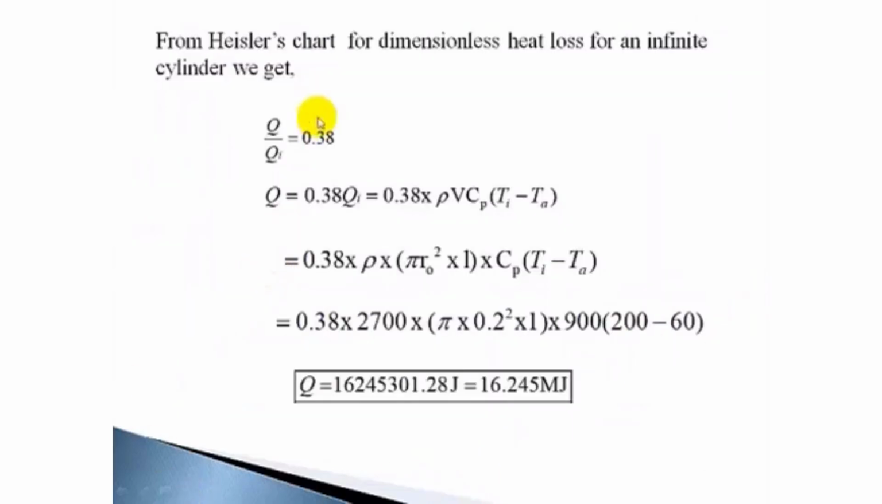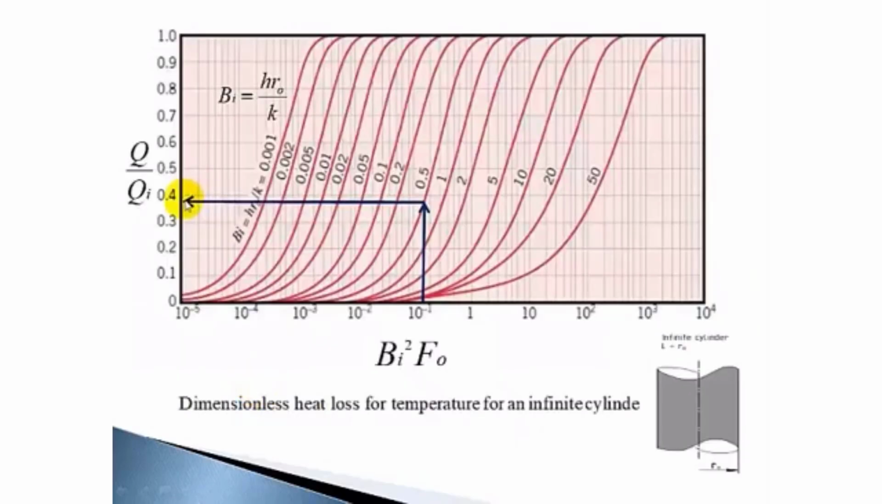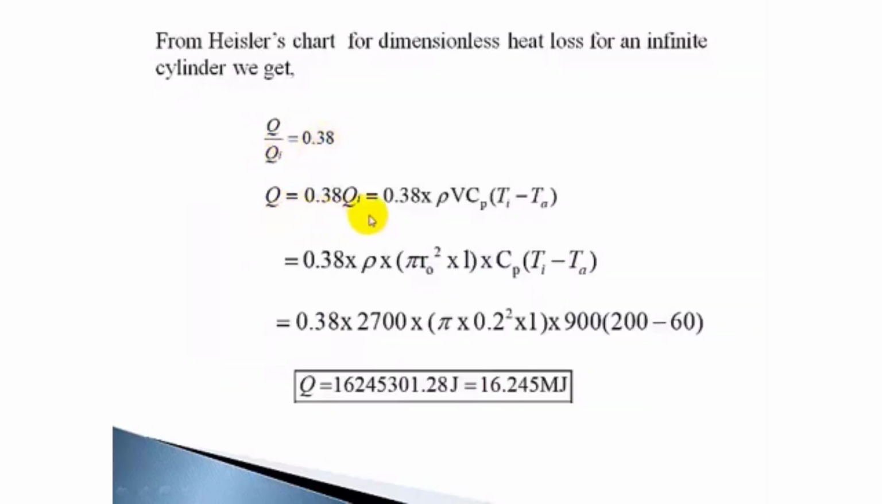Now we got Q by Q naught as 0.38, and Q is equal to 0.38 into Q naught. Q naught is the initial energy content of the body that you can calculate using m Cp into the temperature difference. So m is rho V, Cp into Ti minus T infinity. So 0.38 into rho, where the volume is pi r naught squared, the cross-sectional area, multiplied by length, pi r naught squared into L into Cp into Ti minus T infinity. L we have to calculate for unit length, so I will substitute that as 1. So L is 1 and the density is known, 2700. R naught is 200 mm radius, so 0.2 meter. And the initial temperature, ambient temperature, and Cp value of 900 joules per kilogram Kelvin. So all that we can substitute.